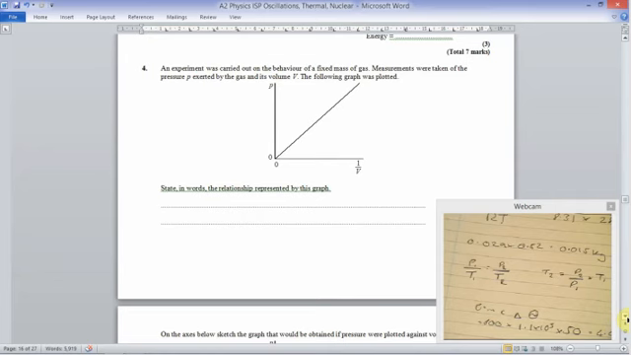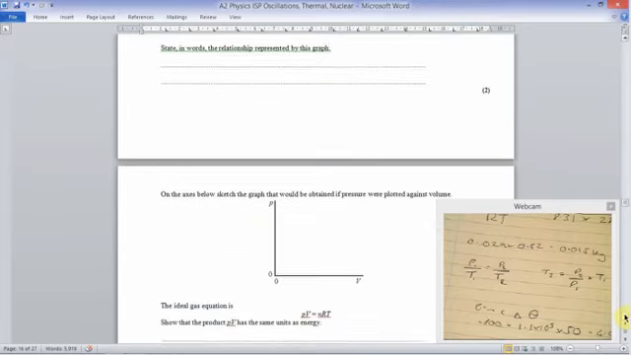So we've got a pressure against 1 over volume graph, often mistaken. The measure was taken of pressure exerted and its volume. The graph was plotted. Okay, so state in words the relationship represented by this graph. So pressure is directly proportional to the inverse of volume, or pressure is inversely proportional to volume. That's the main thing. So as pressure increases, volume decreases. Pressure is inversely proportional to volume. Is the main thing you've got to state in there.